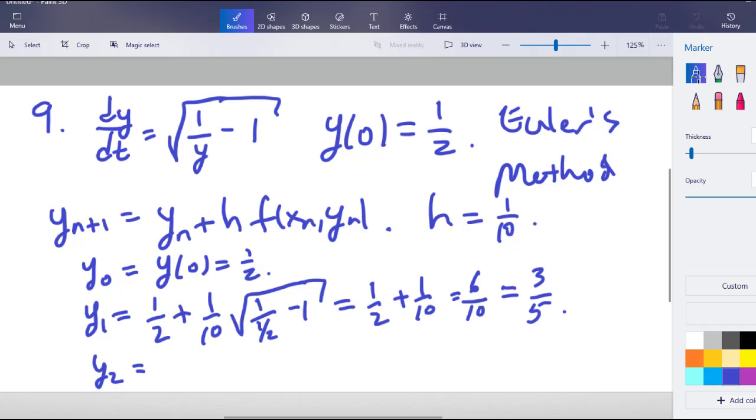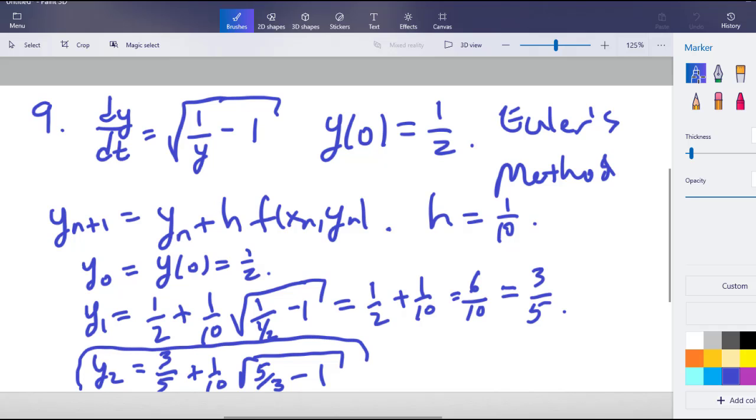The second iteration begins with the old value, 3/5, plus 1/10 times the square root. You have to take the reciprocal of the old value. The reciprocal of 3/5 is 5/3. And this is where we're going to leave this.